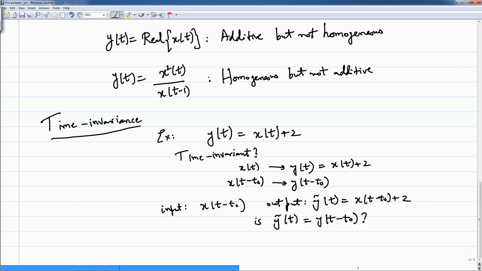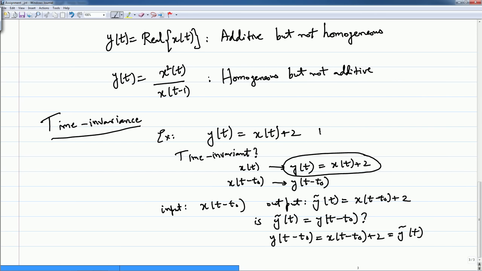How do you find y of t minus t naught? I know y of t is x of t plus 2, this equation is true. Here instead of t, I need to replace it with t minus t naught. So, if I do that, I see that y of t minus t naught is the same as x of t minus t naught plus 2, and that, as it turns out, is the same as y tilde of t. So, it turns out this input output relationship defines a time invariant system. We saw that it was not linear, but it is time invariant.